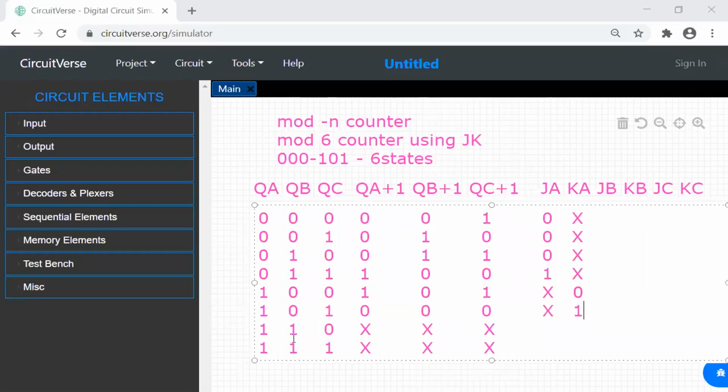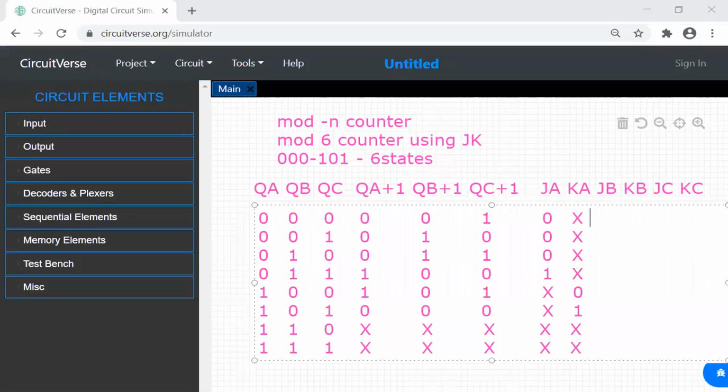And the last two combinations, you can see, 1 and X. Since an X is there, we don't know what the state will be. So this will be X and X, and the next state will also be X and X. Now this is for JA and KA. How did I write JA and KA? I saw QA and QA plus 1 and I wrote JA and KA.